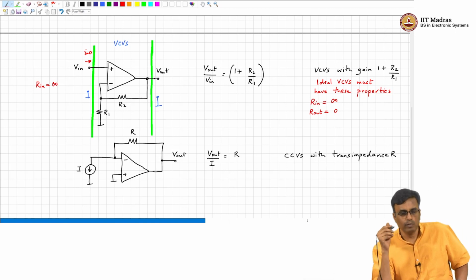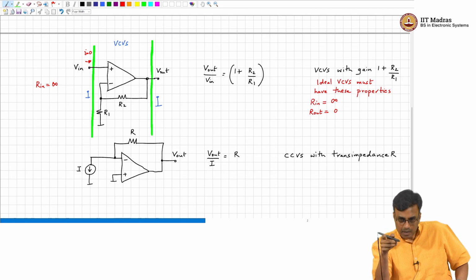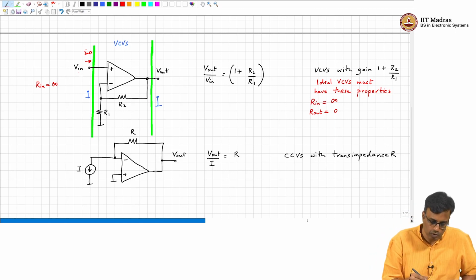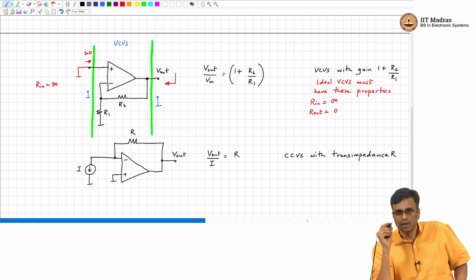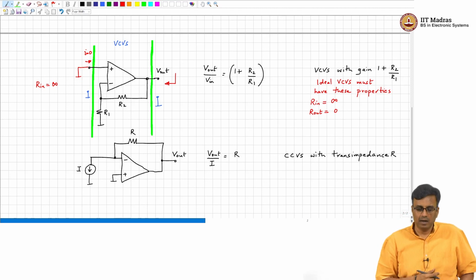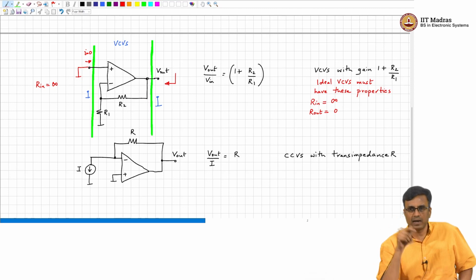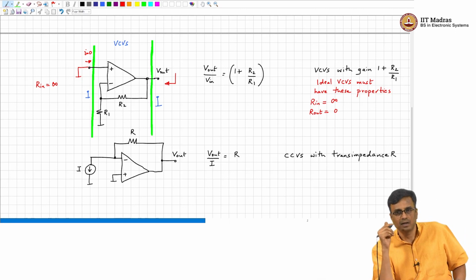To find R out, what will we do? We will set the input source to 0. So, basically what we are trying to do is find the Thevenin equivalent of the network looking in here. To find the Thevenin equivalent, we will set all the independent sources in the circuit to 0, and then we will find the resistance looking into the output port.